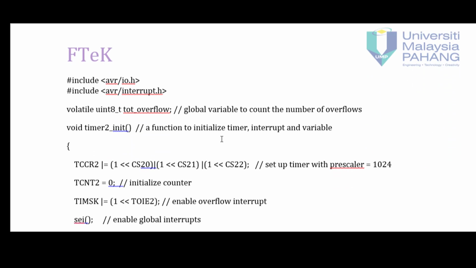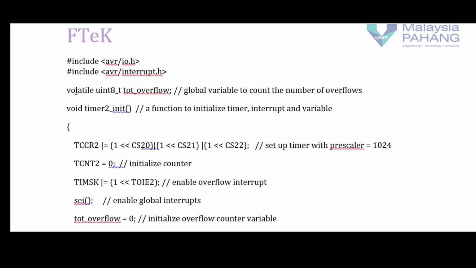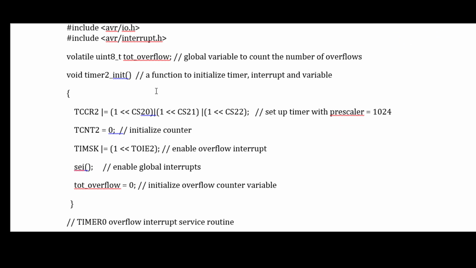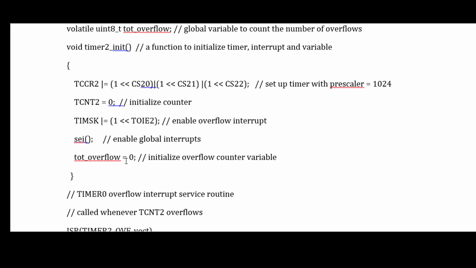Let's see the program after the include. We make a global variable to count the number of overflows, since we need to count 3 overflows. We set the timer prescaler to 1024 using TCCR2. We initialize the counter to 0 and enable the overflow interrupt in TIMSK. Don't forget to enable the global interrupts. And the total overflow we initialize to 0.